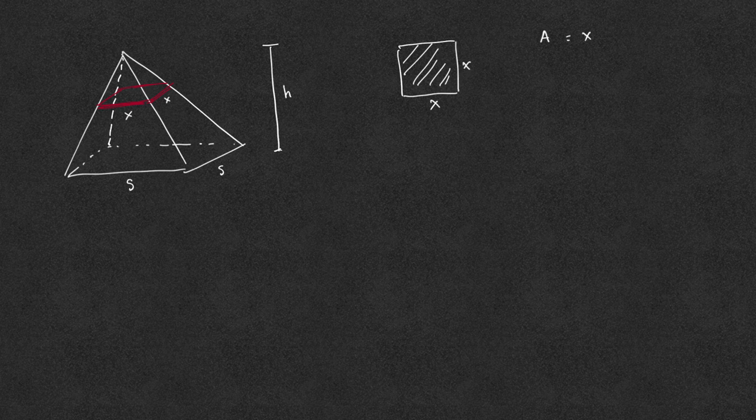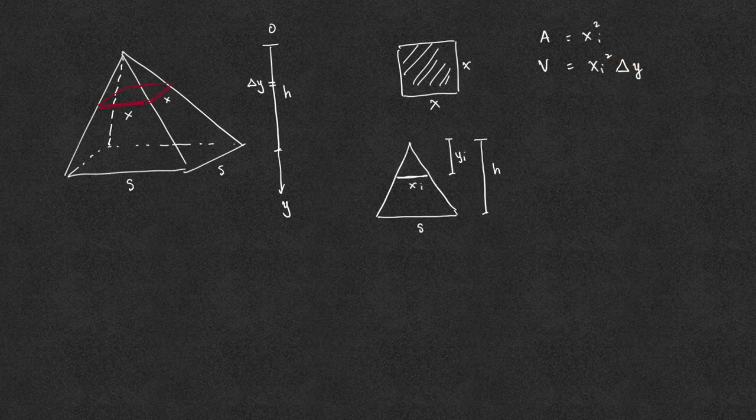The area of the cross-section is x sub i squared, so the volume of the slice is x sub i squared times delta y, which is the thickness. In this case, we position the top of the pyramid at the origin with the positive y-axis pointing downward. The cross-section has a thickness of delta y.